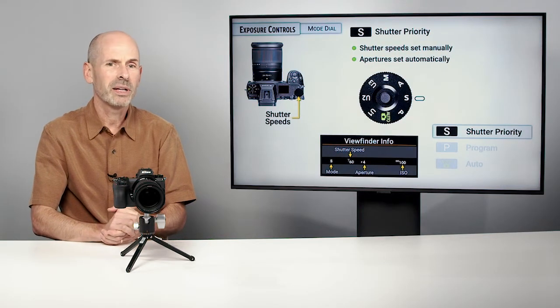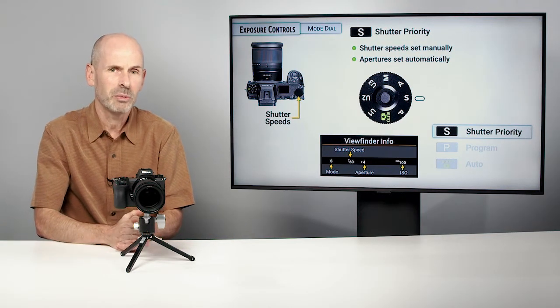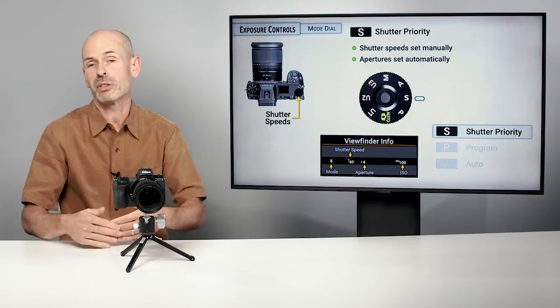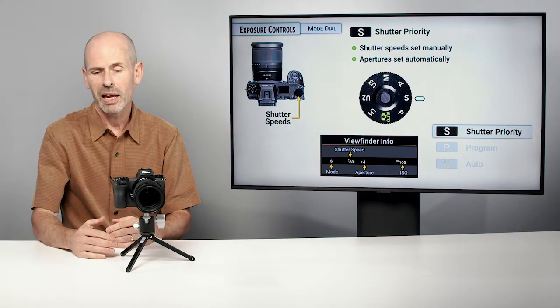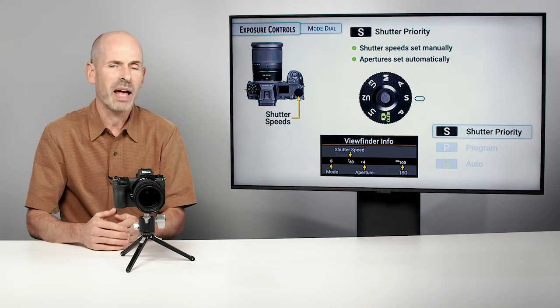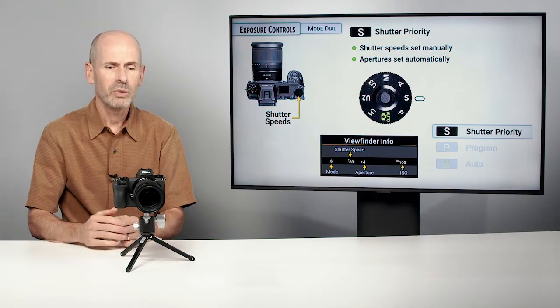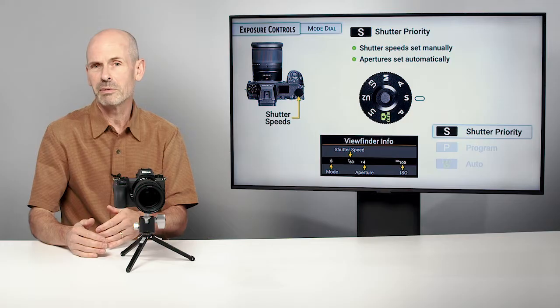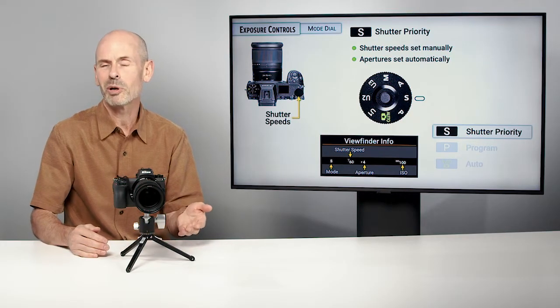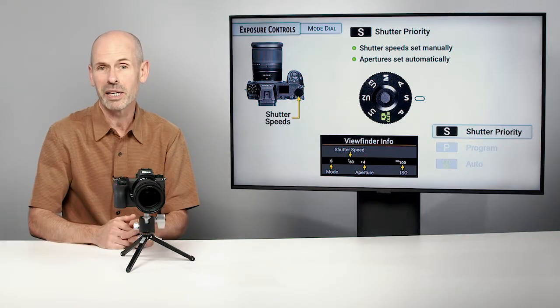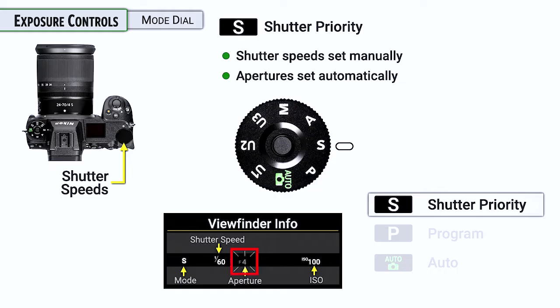Now with shutter priority, there is a bit of an issue that you do need to be aware of, and that is that the camera has a lot of shutter speeds and lenses have a limited number of apertures, which means you can choose a shutter speed for which there is no appropriate aperture on your particular lens. So keep an eye on your aperture setting, and if it is blinking, that is a major problem.